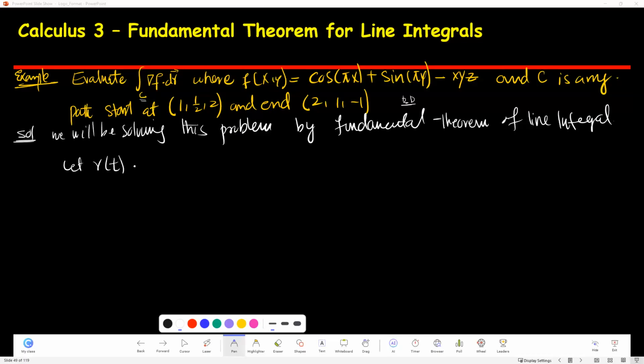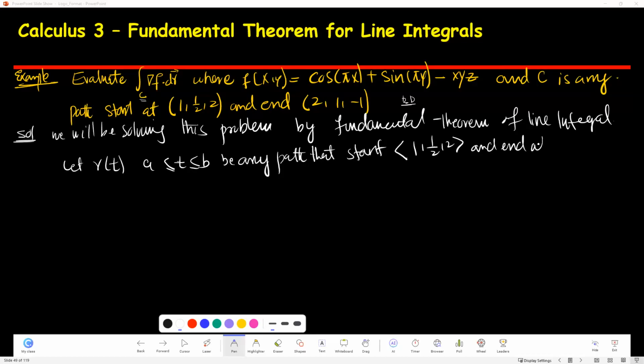Let r(t), starting from A and ending at B, be any path that starts at (1, 1/2, 2) and ends at (2, 1, -1). This is given in the problem.